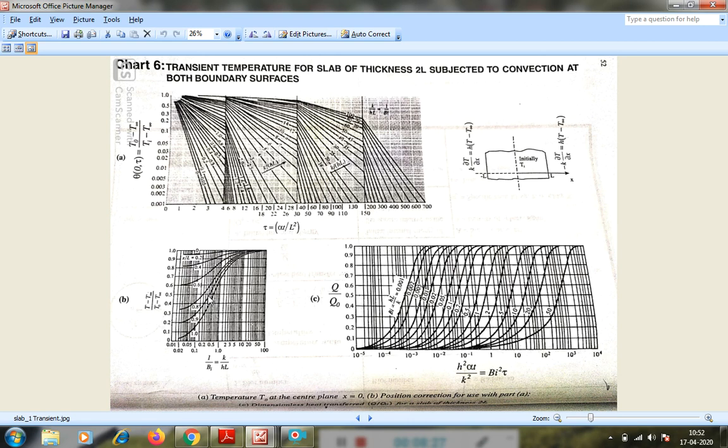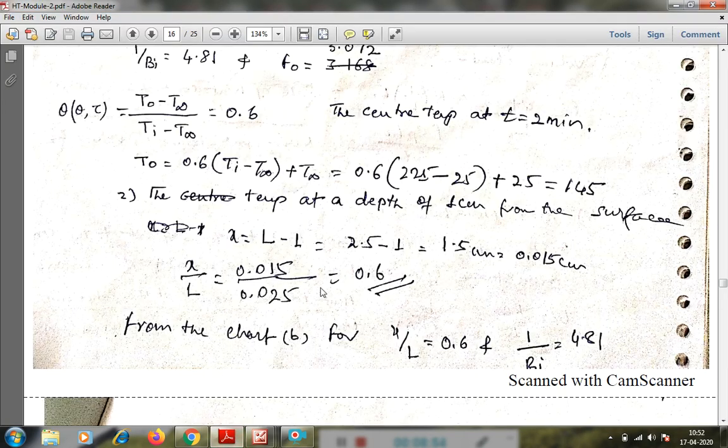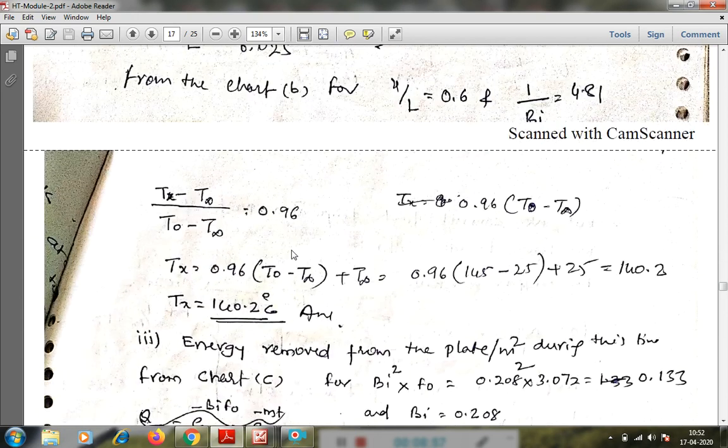For that 0.6, here 0.5 is there, 0.8 is there. In between those we get the point on that curve. If you plot it, we get exactly that value. 1 by Biot number is 4.8 something; the 4.8 we plot here, and the 0.6 curve value somewhere here, and from that we get the temperature ratio. T minus T infinity by T0 minus T infinity is 0.96.